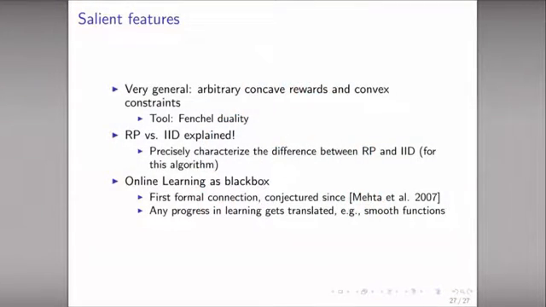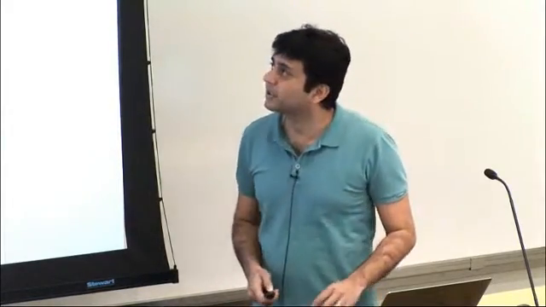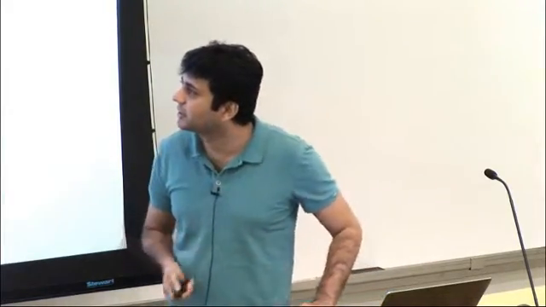Okay, so let me summarize. Here are, I think, the salient features of this algorithm. It's very general. It works for essentially arbitrary convex constraints and concave rewards. We just need Lipschitz continuity. And this Fenchel duality, I didn't say things in terms of Fenchel duality, but that's what is underlying it. It seems like a very powerful, or at least the right, tool to attack this problem.